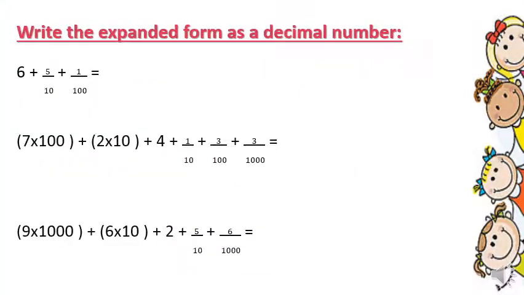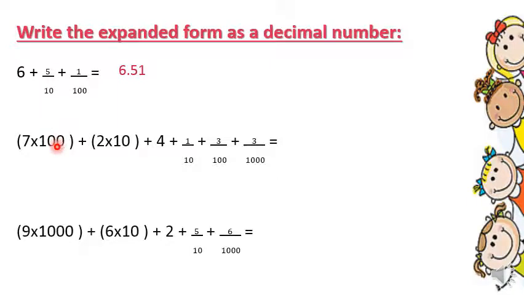Okay, now we have expanded form and we want to write it as a decimal number. How to write it? Look, this is 6. 6 is in the whole part. So we write 6 point. This is 5/10. This is the first digit in the decimal part, and this is 1/100th. So this is the second digit in the decimal part. So it's 6 and 51 hundredths.